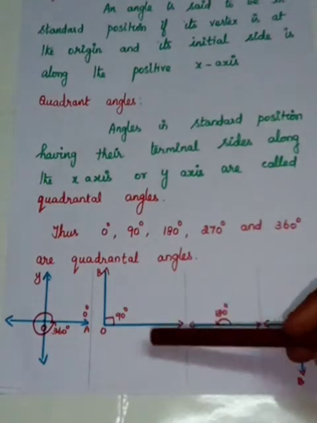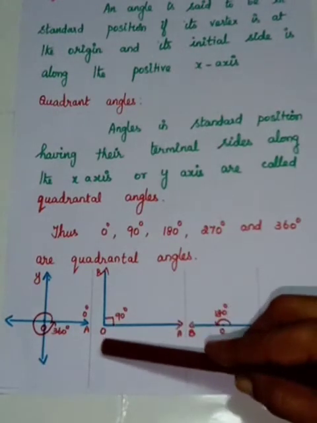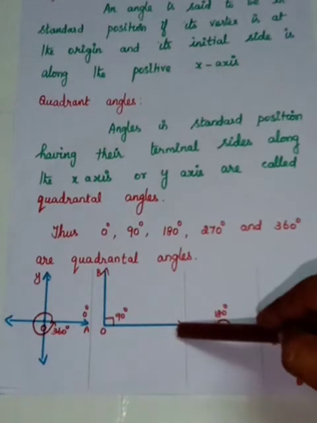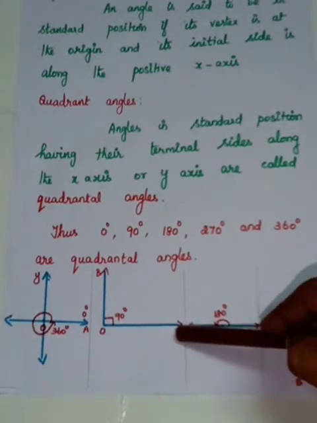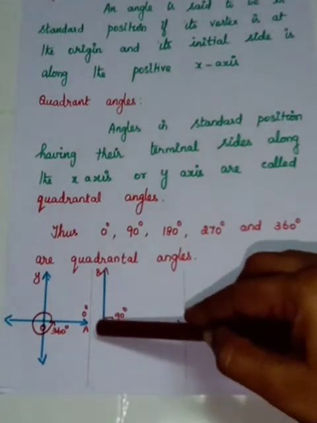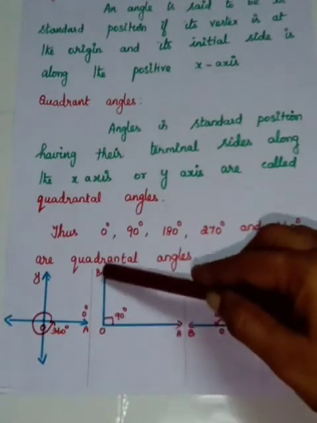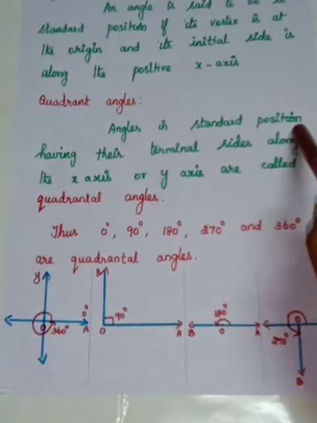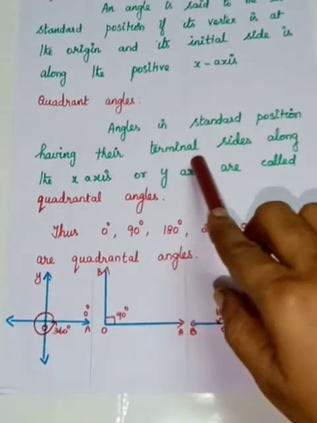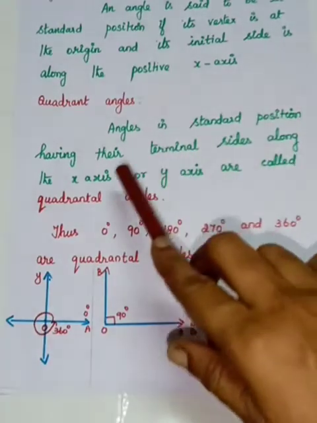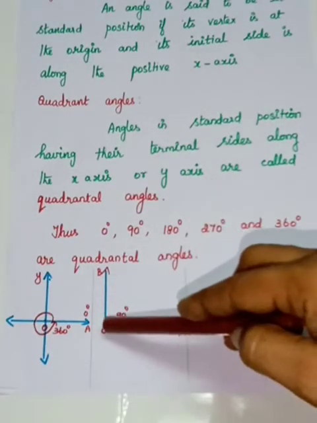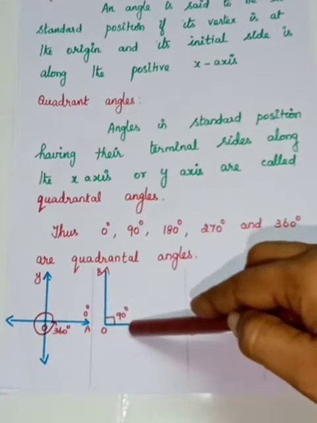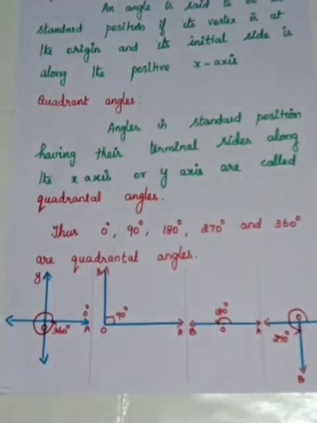Okay, and you see here, your vertex is at the origin and your initial side is on the positive x-axis. Now your terminal side is on the positive side of the y-axis. Okay, so what are quadrant angles? Angles in standard position having the terminal sides along the x-axis or y-axis. Now your terminal side is along the y-axis. So therefore 90 degree is also a quadrant angle.